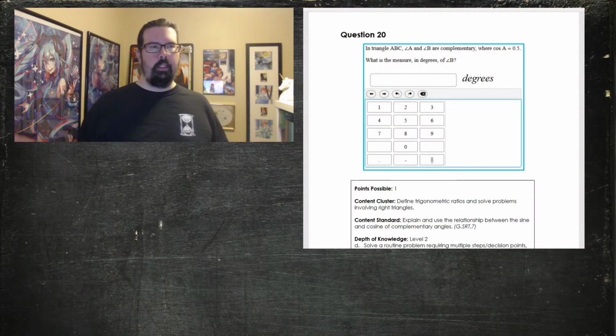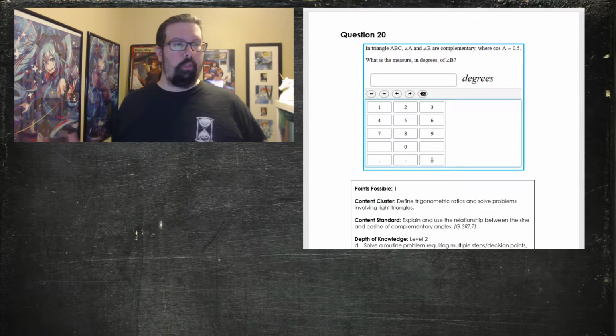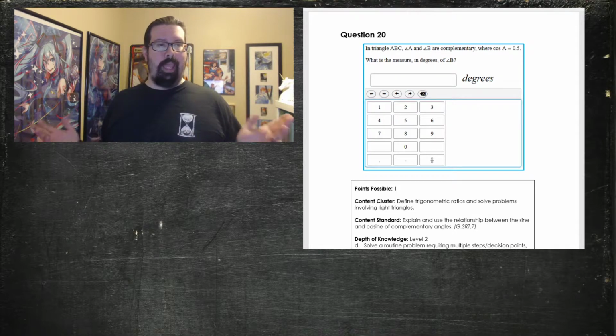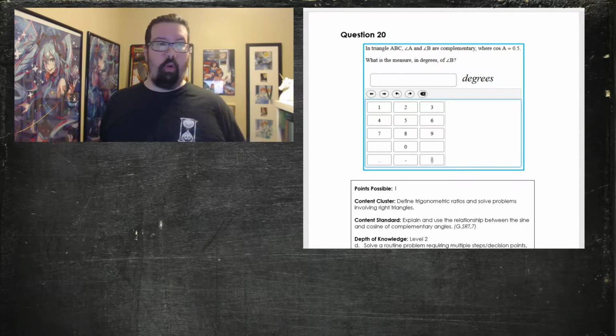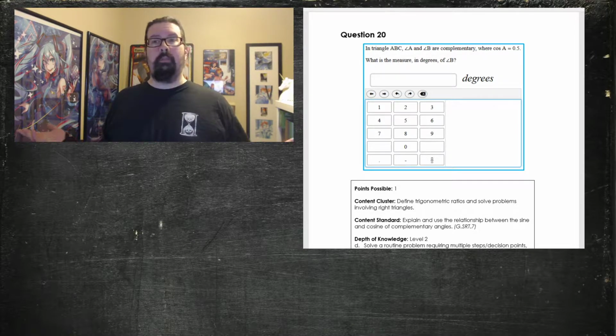We've got a pretty easy problem today, but it might be one of those that is a little harder to figure out. Well, let's take a look. So, very short. In triangle ABC, A and B are complementary, where cosine of A is 0.5. Neat. What is the measure in degrees of B?